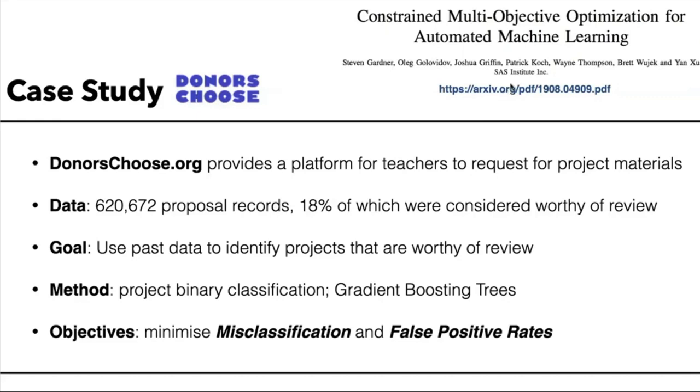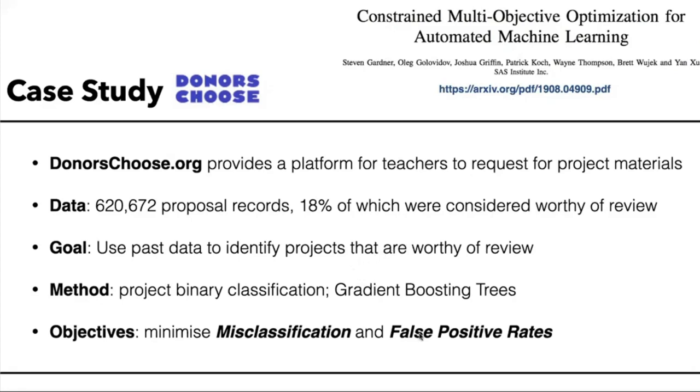And so sure enough, I found this study by data scientists at SAS, in which they worked with various clients of theirs. Here I'm highlighting one of their projects with an organization called DonorsChoose, which provides a platform for teachers to request materials for projects that they're working on. Their challenge was that they were overwhelmed with how many requests they had for review: over 600,000, of which about 20% they considered worthy of review. And so they wanted to automate that.